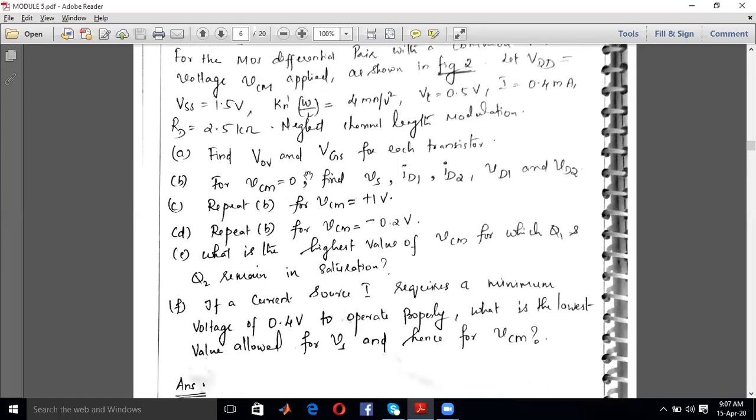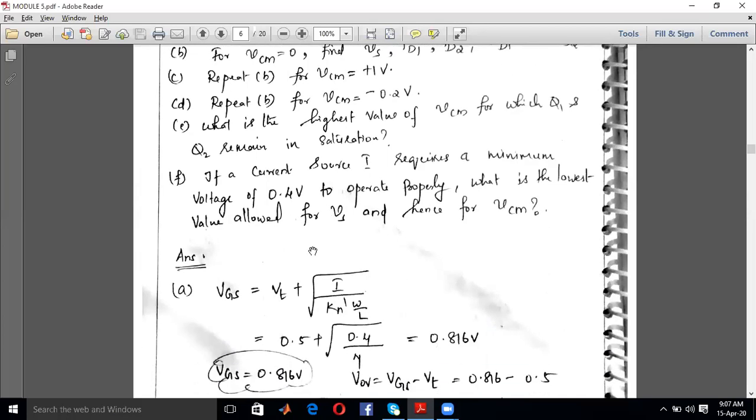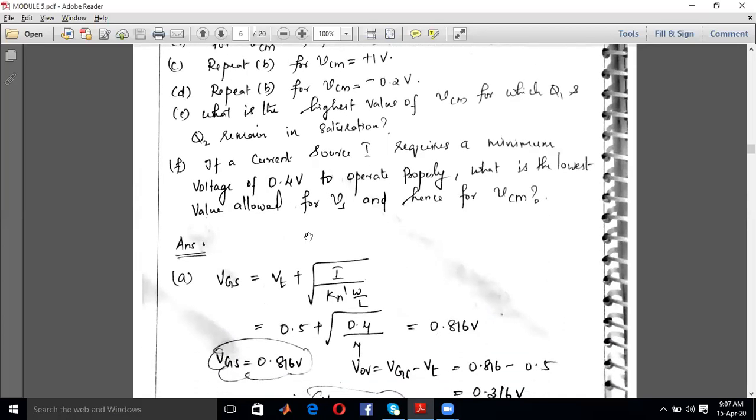In the first part, you are going to find VOV and VGS. Already we have derived the equation for VGS in the last class, in the operation of common mode range. It is given by Vt plus the square root of I divided by Kn dash into W by L. All these parameters are directly given. Vt is 0.5 volt. What do you mean by I? I is the total bias current of the differential amplifier, that is 0.4 milliampere. When you add the drain currents of the two transistors, you should get 0.4. So instead of I, you can put 0.4. Kn dash into W by L is given as 4 milliampere per volt square. So you can directly substitute and get the value of VGS.